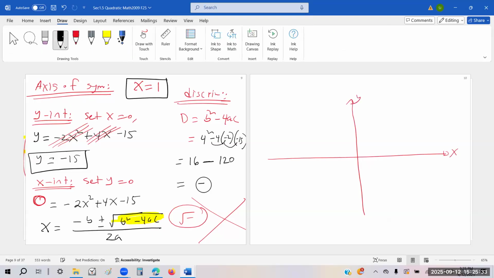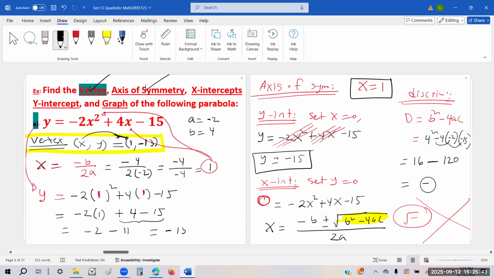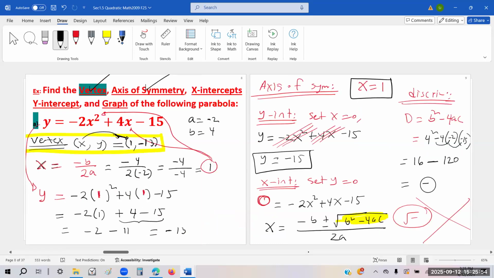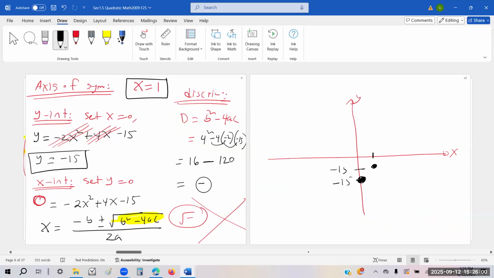X, y. Our y-intercept is negative 15, so let's say this is negative 15, the y-intercept. Our vertex is 1, negative 13. So let's say this is 1, and let's say this is negative 13, somewhere here. And then, what type of parabola do we have? Upward or upside down? Downward. No wonder we don't have any x-intercept. Our parabola is not even crossing the x-axis. So how can we have any x-intercept?